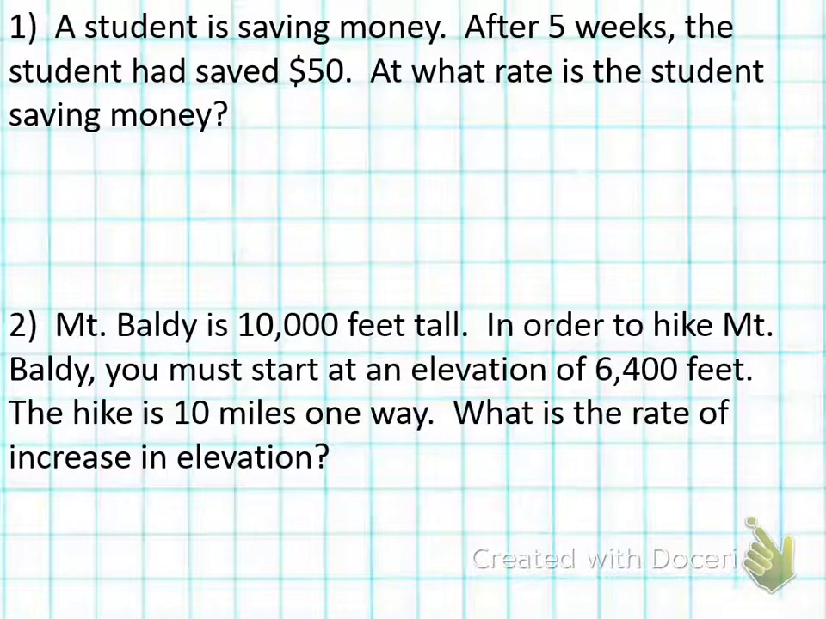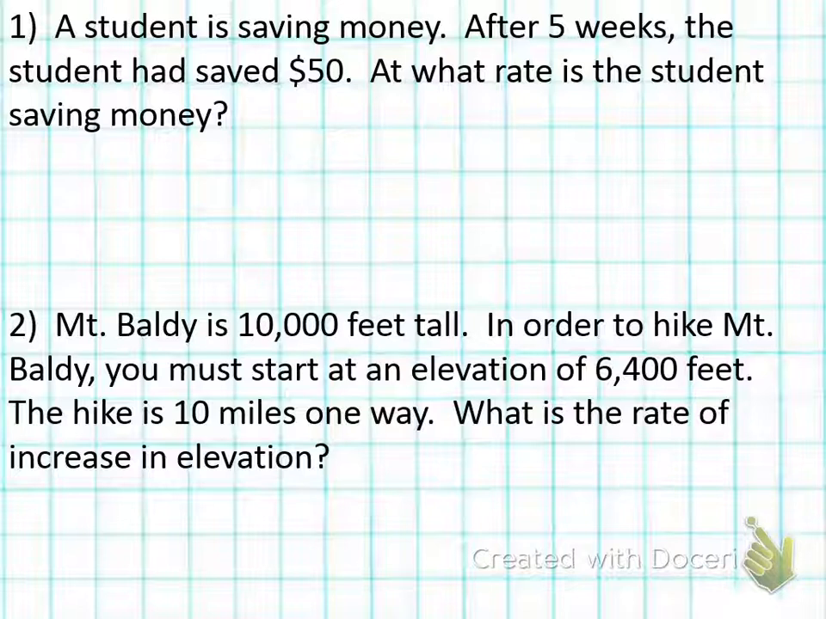We're going to focus on two types of problems, money and hiking. Okay? So number one, a student is saving money. After 5 weeks, the student has saved $50. At what rate is the student saving money? Okay? So on number one, the first thing I'm going to do is read the problem, and I just did that. Then I'm going to ask myself, what are the two labels?